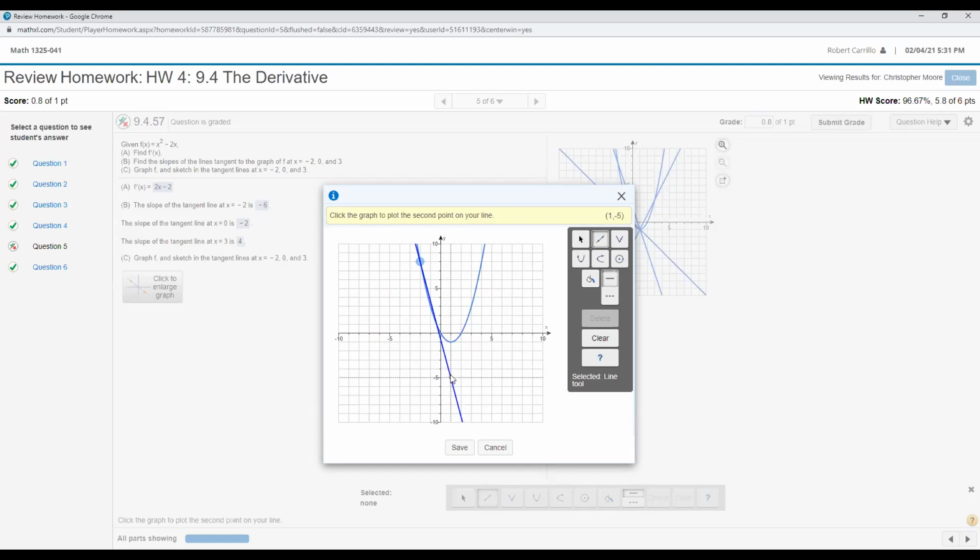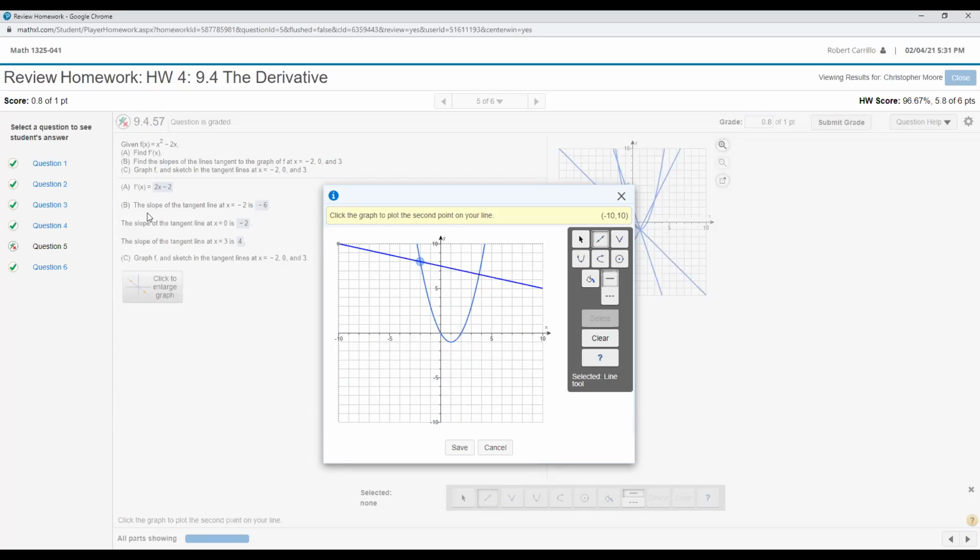Gotcha. Okay, well, I appreciate that. All right. Yes, sir. I think I get it now. So since my x is negative two, I go down two and then cross over one. Sorry, x is negative two, but your slope was negative six.